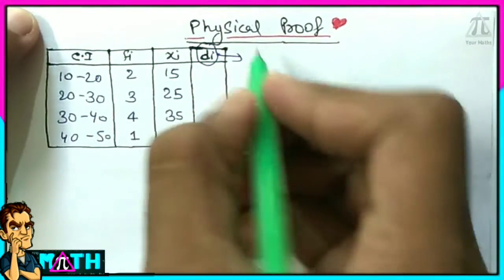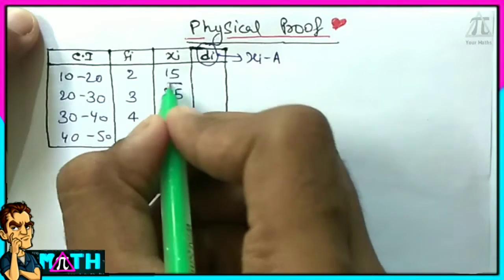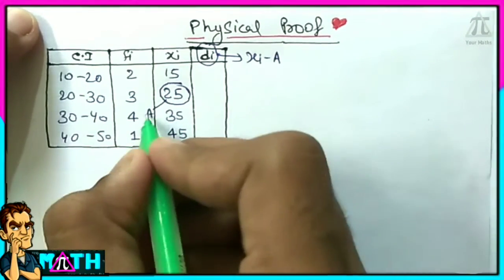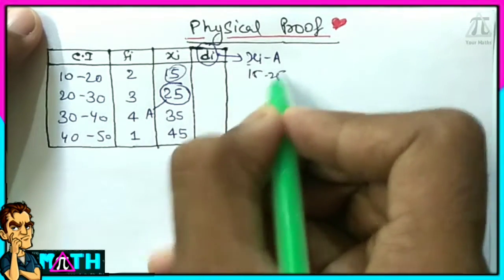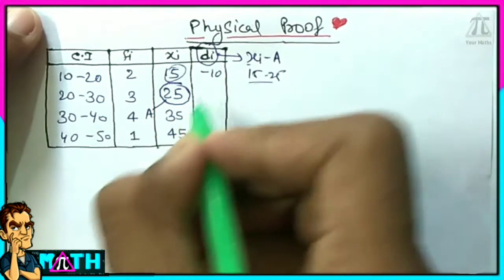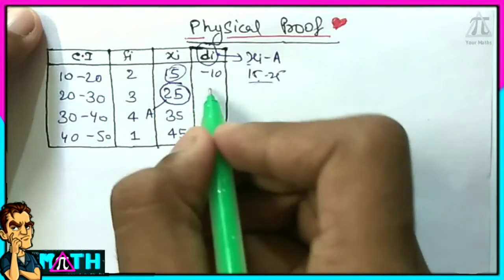Now here di is what? That is xi minus a. And what is a? Any value of the observation. So let 25 be a. Now for the first observation's class, xi is 15 and a is 25. So 15 minus 25 is minus 10. So di is minus 10.